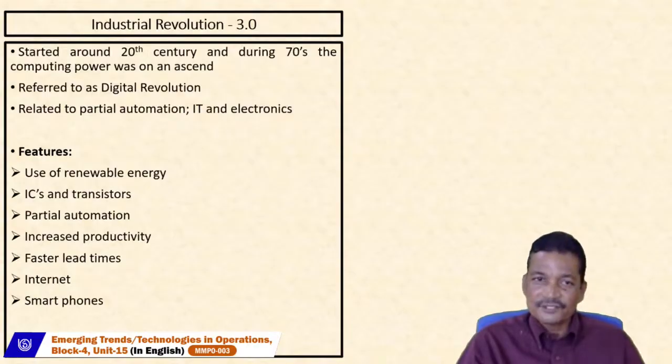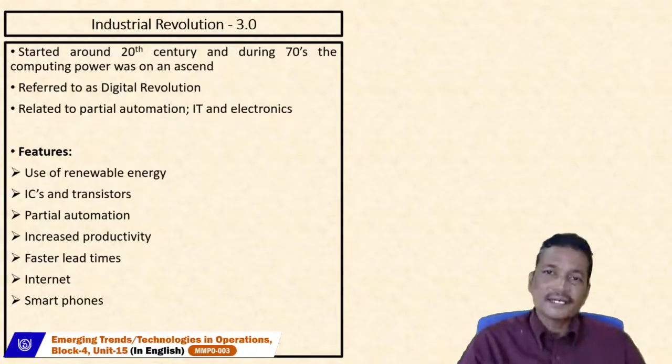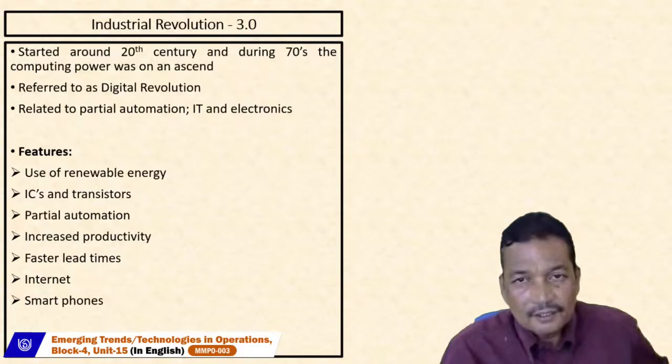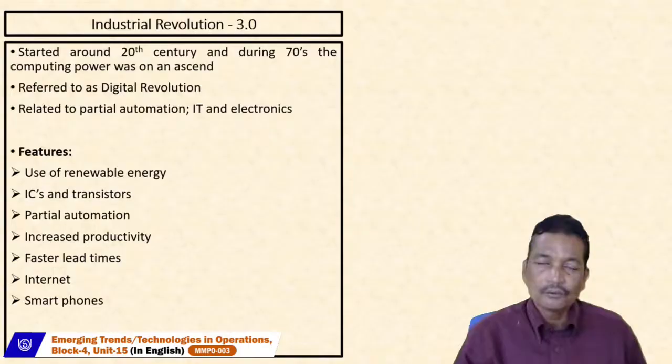And one of the most important feature of Industrial Revolution 3.0 was the infusion of smartphones. Phones were there, mobile phones started coming to the market, but they were not smartphones. They were only an extended version of pager, and only a feature was added that you can make call wherever the signal, the network was available.